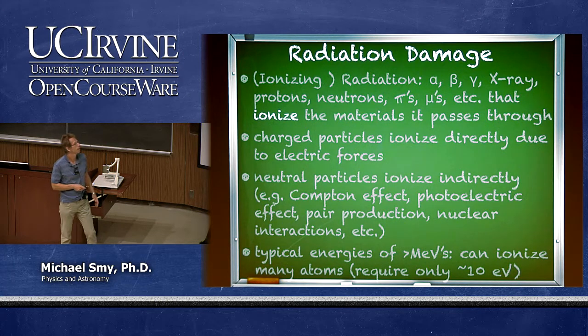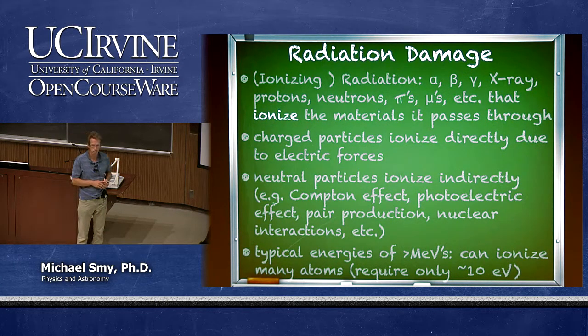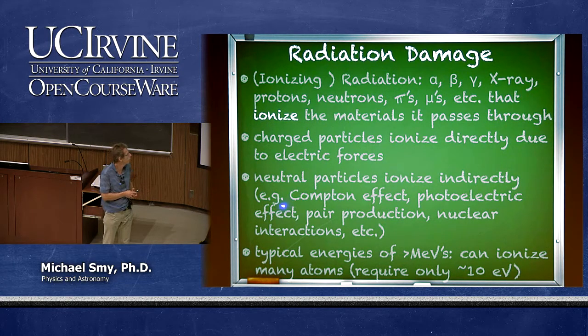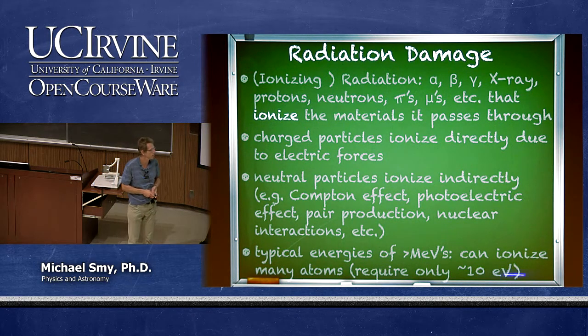The charged particles ionize directly due to the electric forces, and the neutral particles ionize indirectly. For example, they can ionize via the Compton effect, if it's gamma radiation, or the photoelectric effect, or pair production, or nuclear interactions, or something else. Typical energies of more than, say, an MeV means that it can ionize many, many atoms, since it requires only about 10 electron volts to ionize an atom.